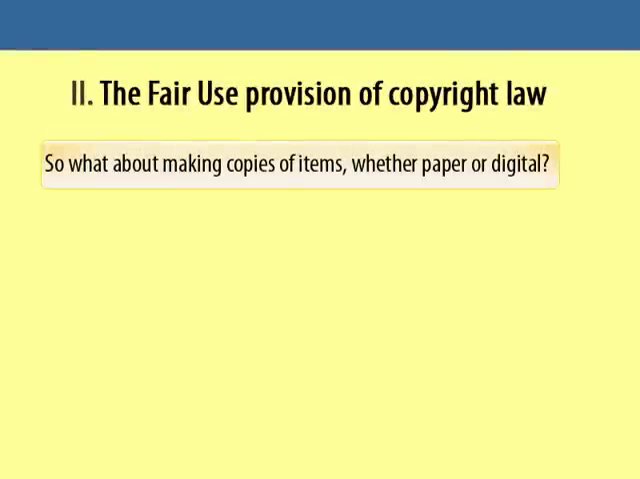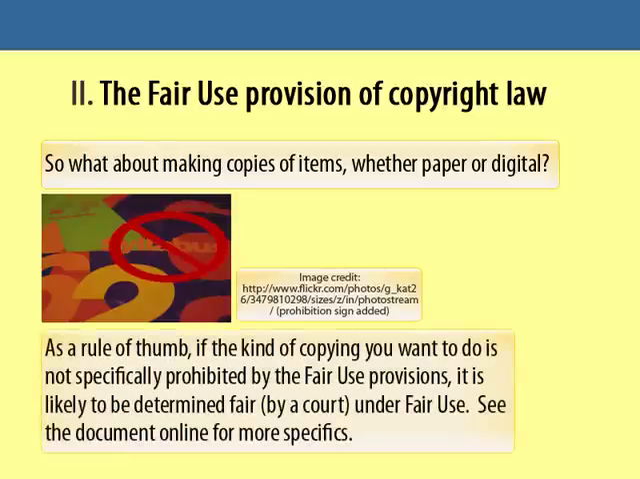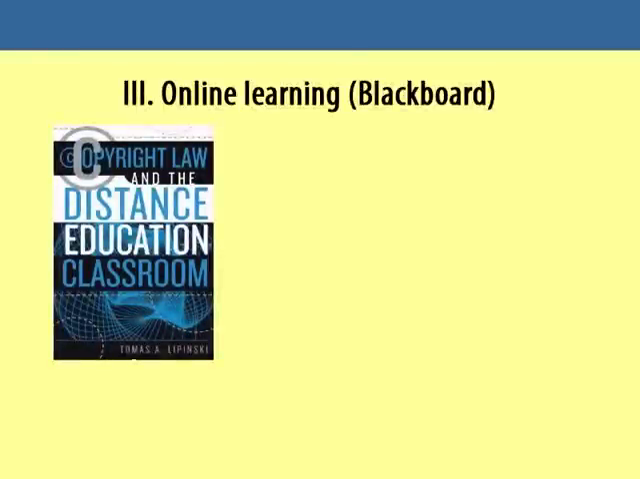So what about making copies of items, whether paper or digital? Sometimes there are specific guidelines that must be followed. For example, making multiple copies of an article or book chapter for a class is generally something that can only be done for 1 semester. Unless copyright permission is obtained for future uses, this item should not become a regular part of a class syllabus. As a rule of thumb, if the kind of copying that you want to do is not specifically prohibited by the fair use provisions, it is likely to be determined fair by a court under fair use. See the document online for more specifics.